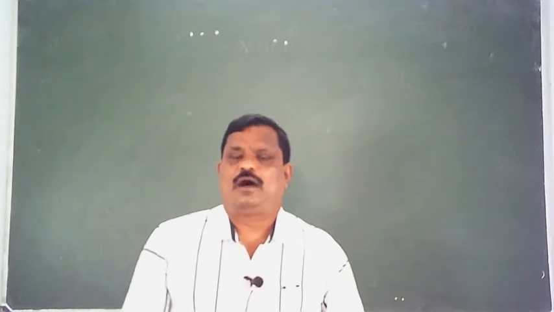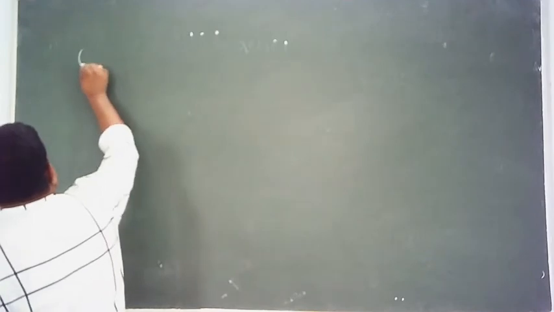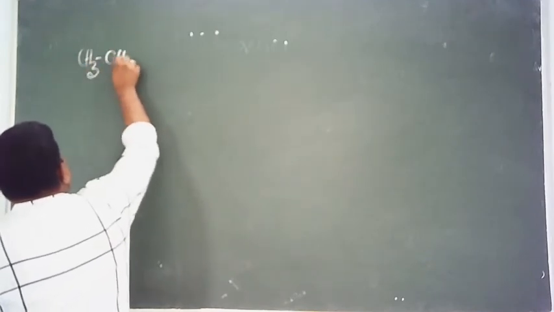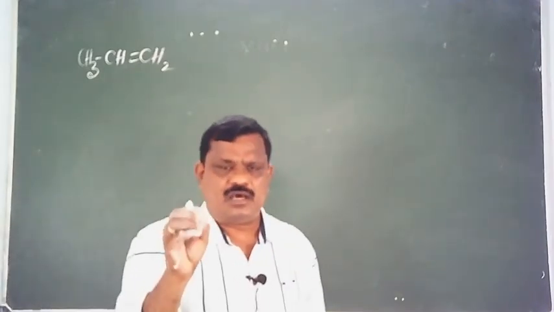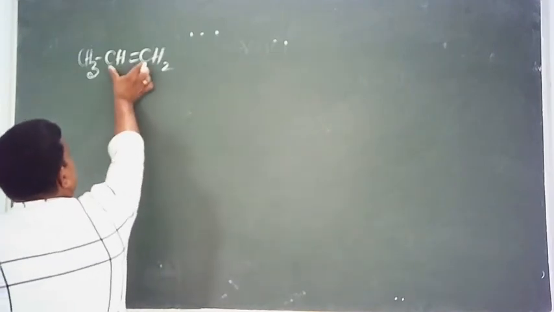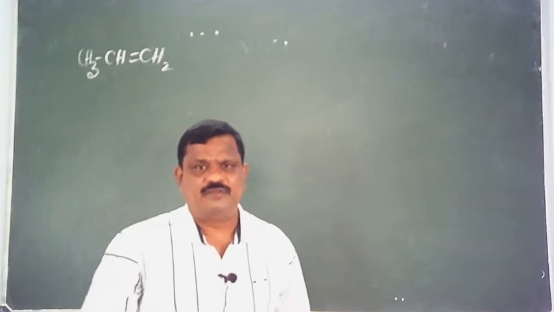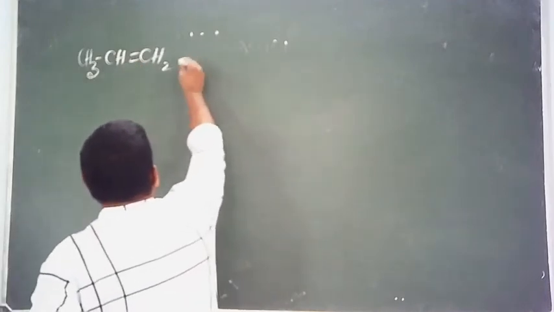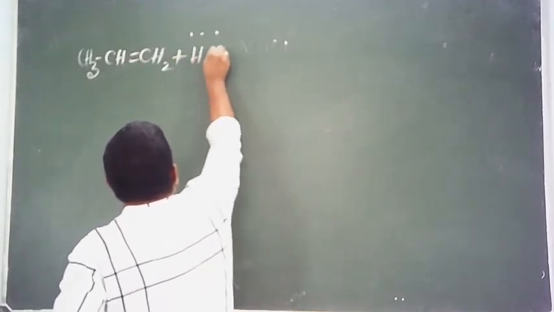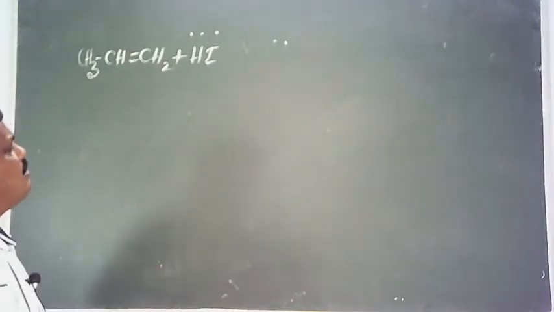Let me discuss the addition of hydrogen halide to an unsymmetrical alkene like propene, CH3CH=CH2. It's an unsymmetrical alkene because the carbon atoms which are involved in the double bond contain different groups. Now here, I have taken propene and it is made to react with say HI, hydrogen iodide, or you can take HCl or even HBr.